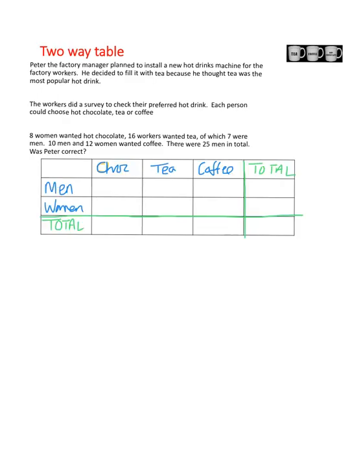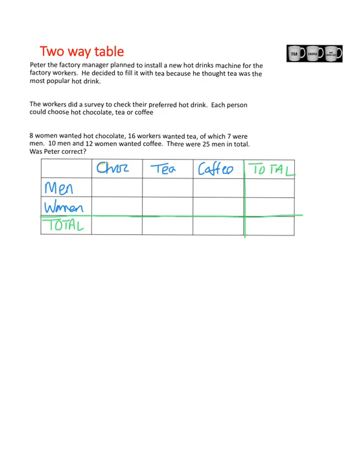Was Peter correct? So we've got two different categories. Category one is our drinks, and the second category is our workers, which are split into male and female. So here I've drawn the table, and I'm going to go through now and see if I can fit each piece of the information I'm given into the correct category.